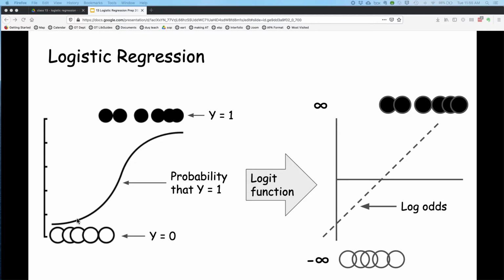Now, since we can't get a line here, that means we can't make a linear equation. So what they do instead is they take the log of this, and that turns it into a straight line. So when we talk about logistic regression and you hear about log odds, the equation that we're getting is calculating the log odds.